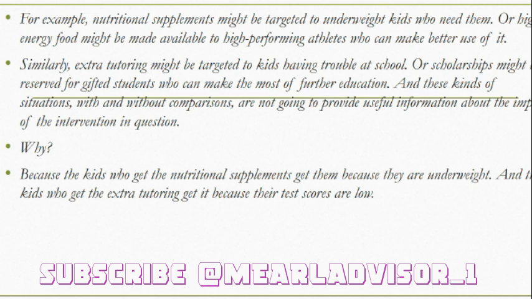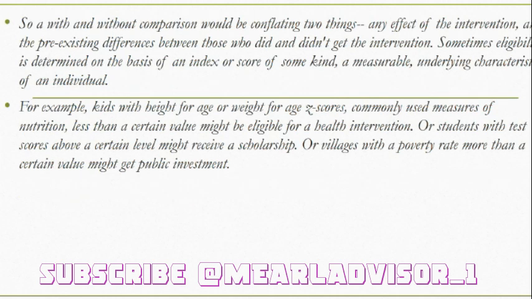Sometimes eligibility is determined on the basis of an index or score of some kind, a measurable underlying characteristic of an individual. For example, kids with height for age or weight for age z-scores, commonly used measures of nutrition, less than a certain value might be eligible for a health intervention. Or students with test scores above a certain level might receive a scholarship. Or villages with a poverty rate higher than a certain value might get public investment. These scores or indicators are sometimes called running variables. As the value of this running variable crosses a threshold or cutoff, eligibility for the program switches, from off to on if you like, in a discontinuous fashion.